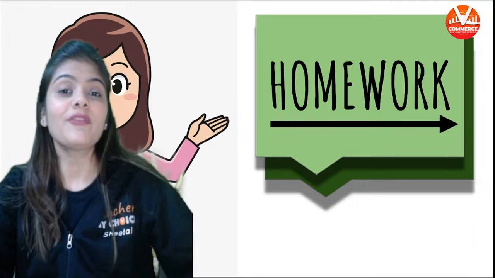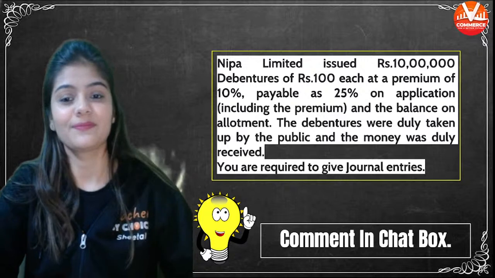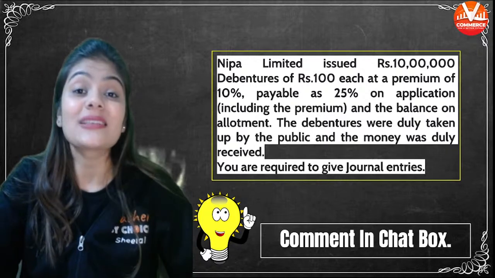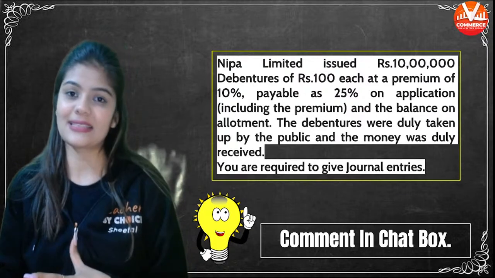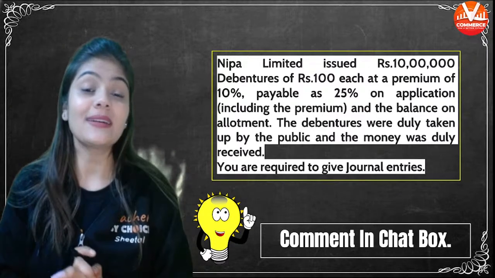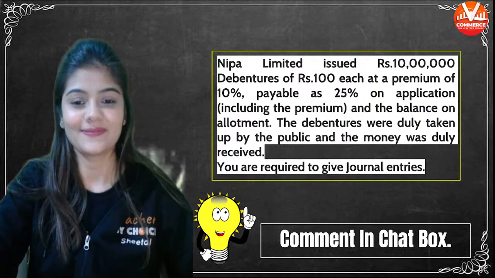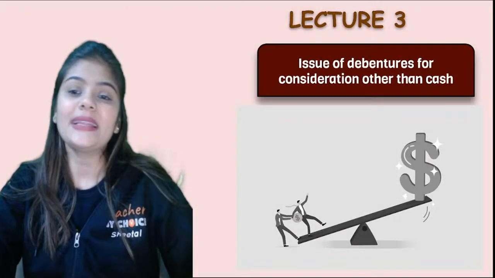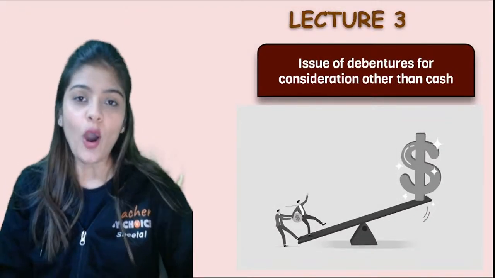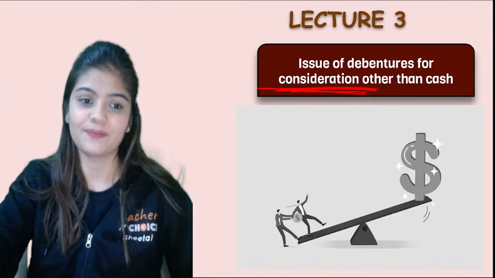So we have some homework for you and this is your question that you have to do yourself. And you have to also answer this in the chat box. So we will be displaying the names in the next class. So let's see who will answer this question in the chat box. Now, in the next class, we will do issue of debentures for consideration other than cash.